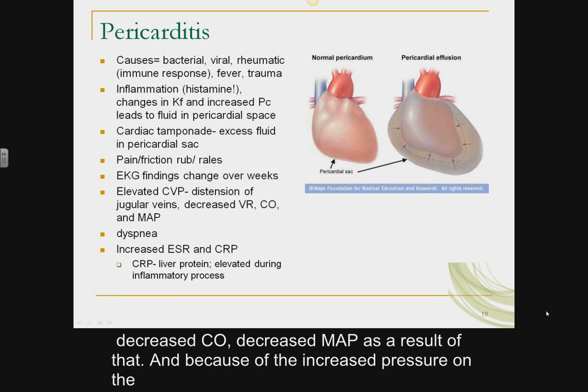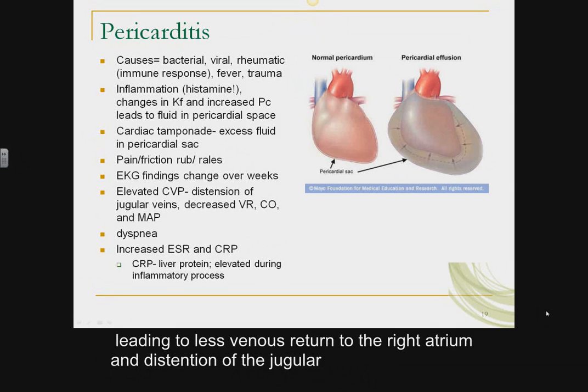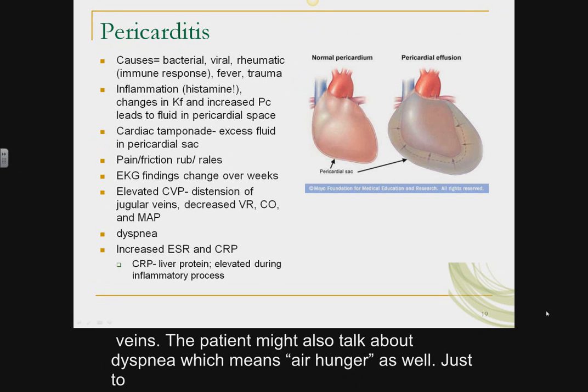And because of the increased pressure on the heart itself from the pericarditis, this means there can be an elevated central venous pressure, leading to less venous return to the right atrium and distension of the jugular veins. The patient might also talk about dyspnea, which means air hunger.